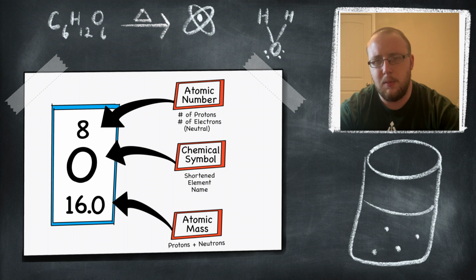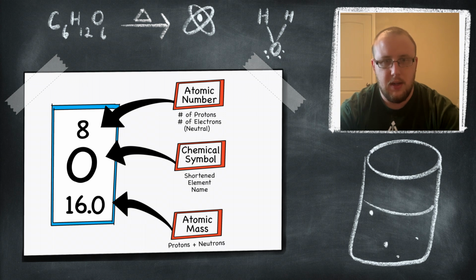So we talked earlier about the nucleus being the most massive part of the element. This is basically going to be the mass of your nucleus. So your atomic mass is the number of protons plus the number of neutrons. Okay, so how do we find it?